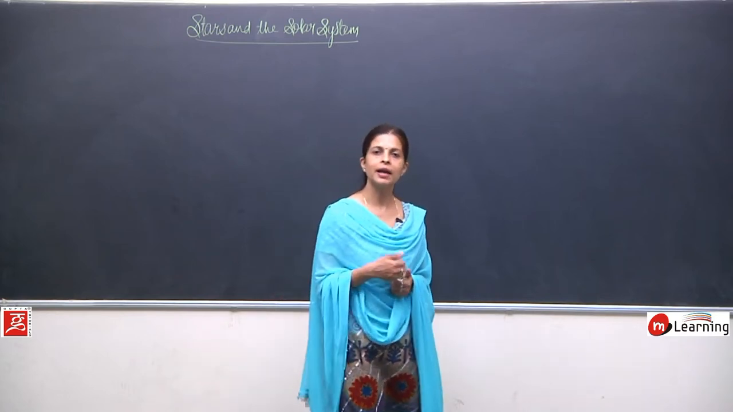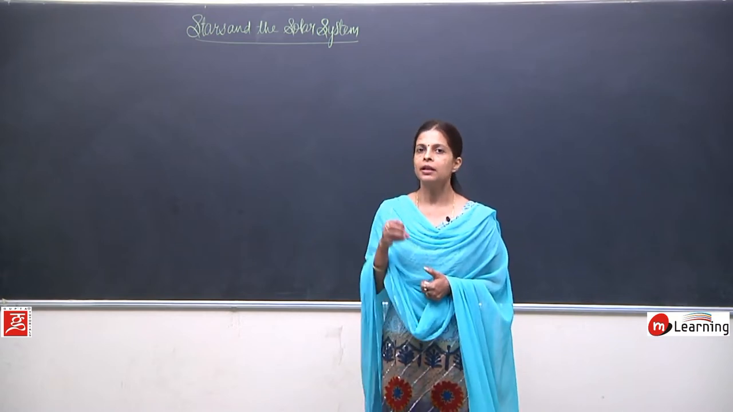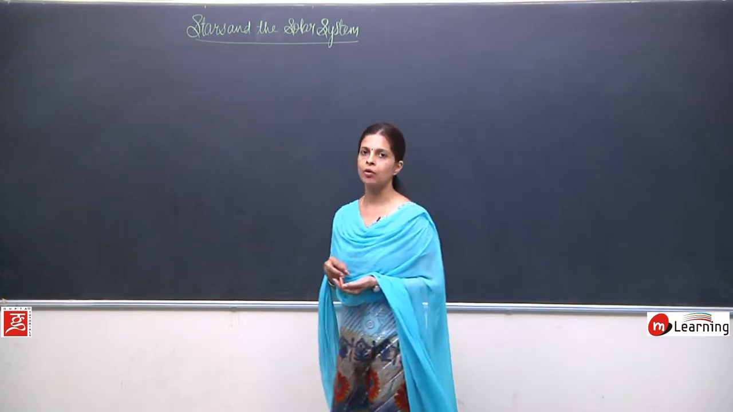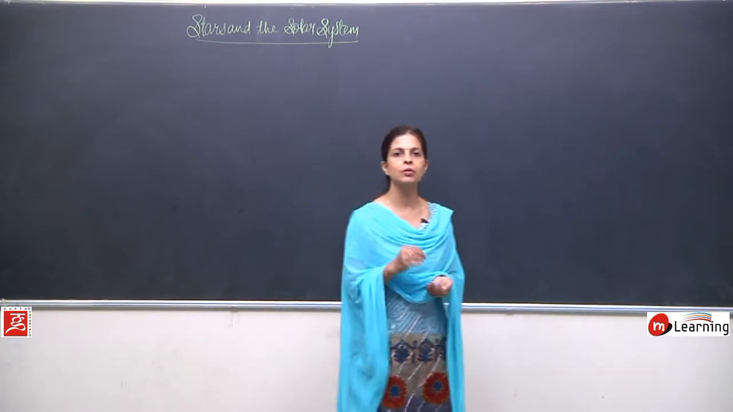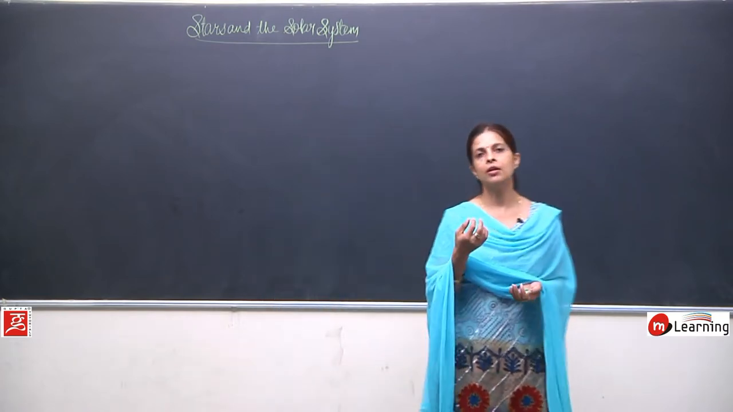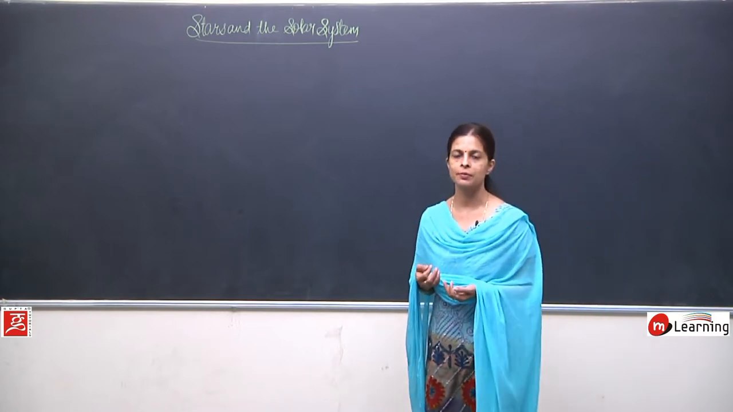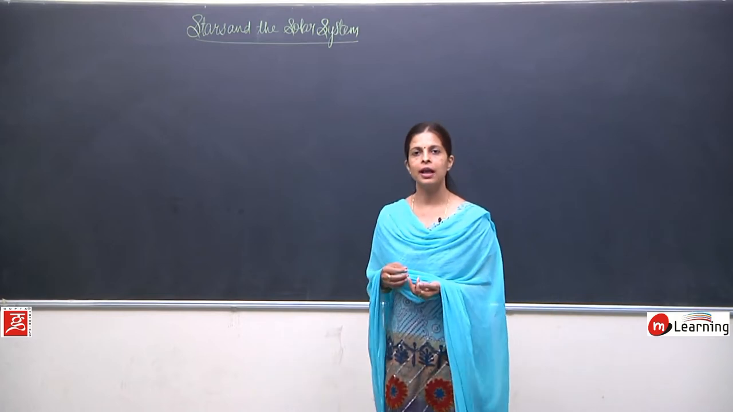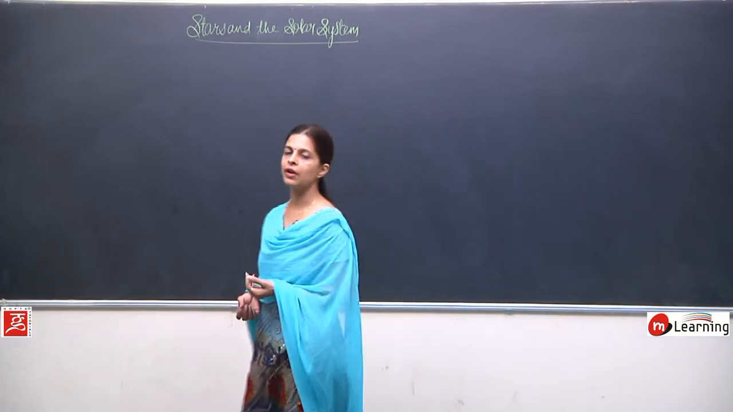Why is it happening and how does it happen? We are going to talk about that. So now we are going to discuss the phases of the moon. The moon, a celestial body which is very close to us, or we can say the celestial body which is nearest to us. The moon is the natural satellite of the earth and it rotates on its own axis and it revolves around the earth.